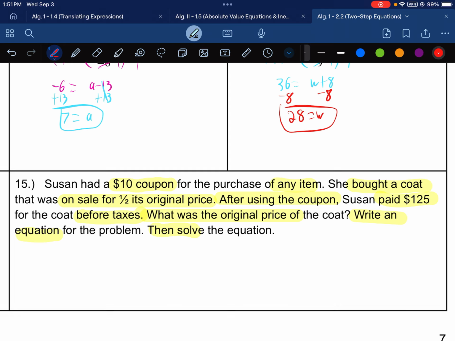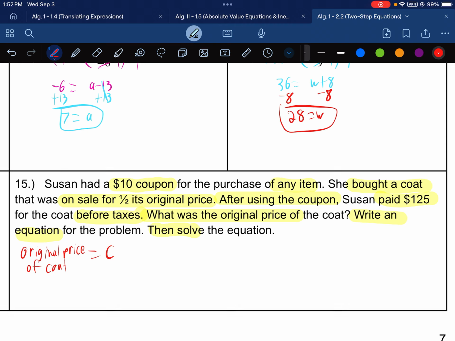Just like in all of our other problems up to this point, our variable is what we find or solve for. So what are we trying to find here? Well, the question tells us that. What was the original price? So we need some variable to represent the original price of the coat.